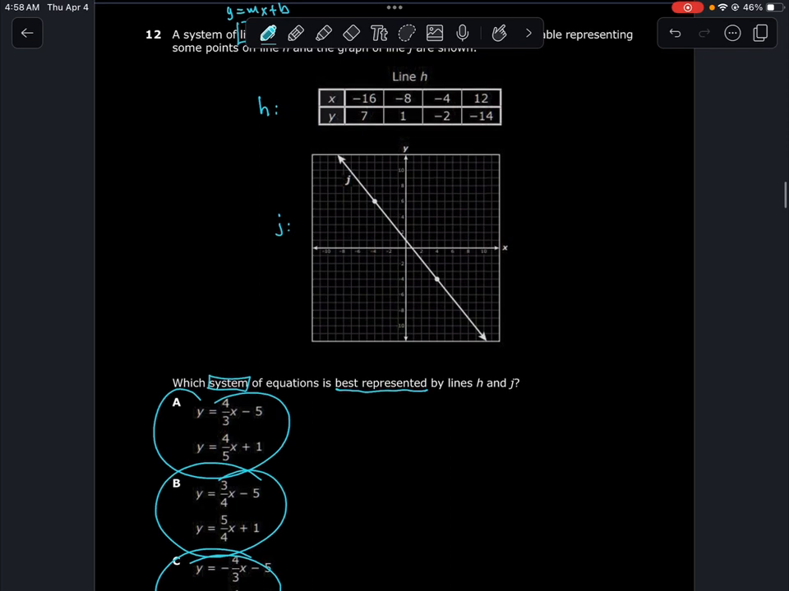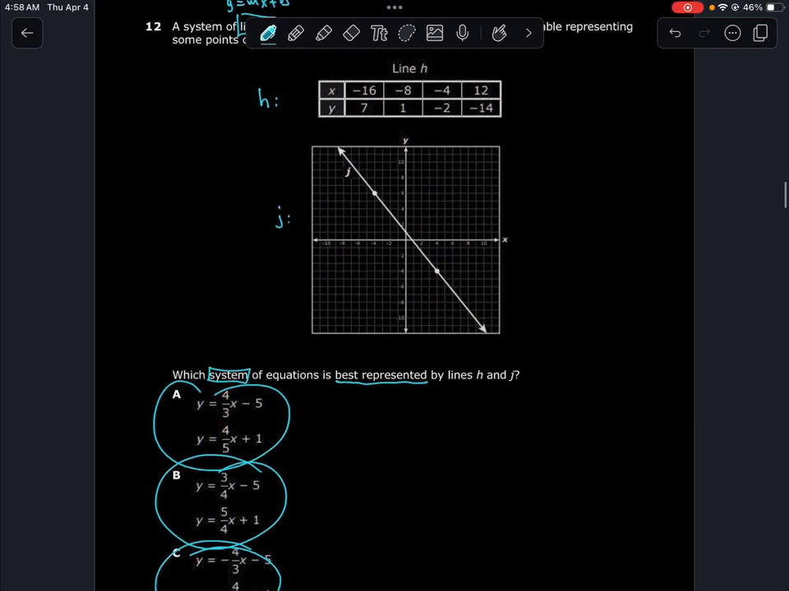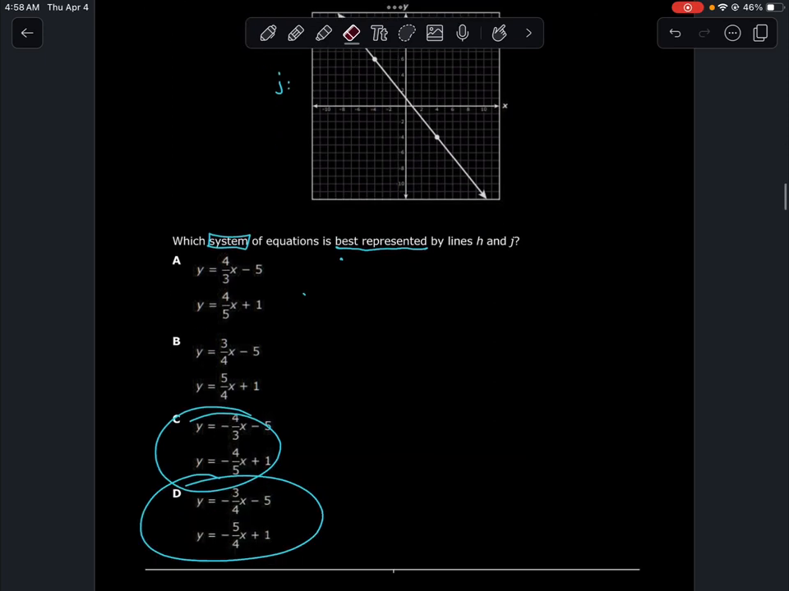For one of them, try to do the table, let the graphing calculator do a table and see if it matches this table, and the other one, do the graph and see if it matches this graph. At the same time, it doesn't tell me which one is H. Maybe this is H, this is J, or maybe this is J and this is H. So it's going to be a lot of work if you don't have another option.